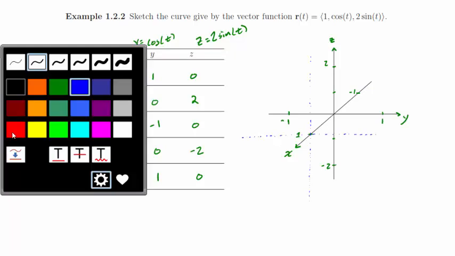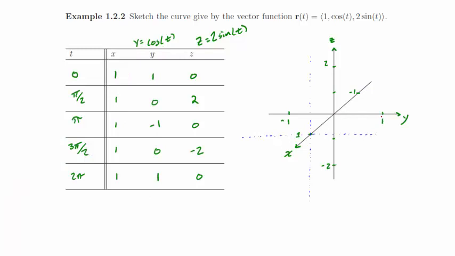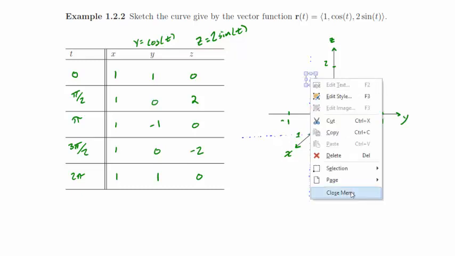Let me do one more color. Okay, so y is 1 is this length. So I move over that length here. Z is 0. I'm just going to be at this point right here. When t is pi over 2, my y is now 0, and my z is 2. So 0 in the y direction, but I'm going to go off of these axes. So 0 to the right and 2 up. It's going to be about 1, 2 is right about here.